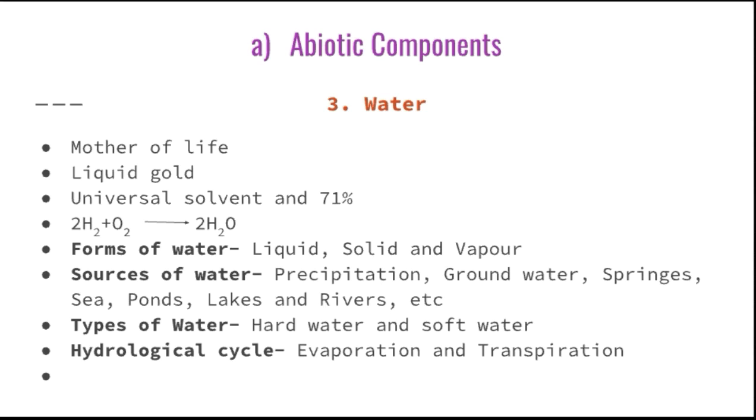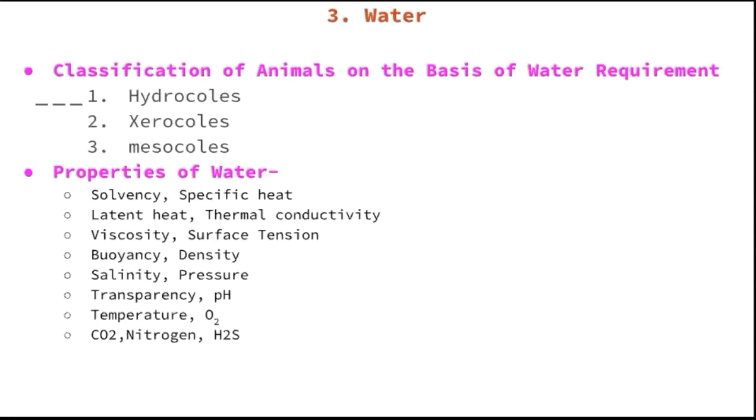These are the two main... water. The water from the earth surface reaches the atmosphere by two means, that is evaporation and transpiration. Okay, next is the classification of animals on the basis of water requirement.